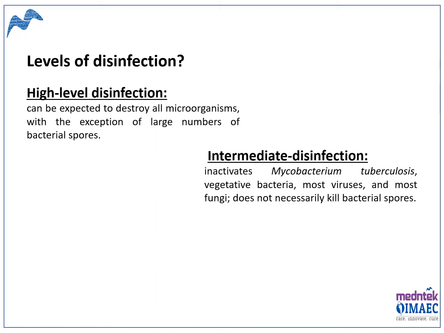If you look at the cell wall of tuberculosis, with mycolic acid and the secretion of some other molecules, it is very difficult to kill Mycobacterium tuberculosis because of its resistance. So if your disinfectant or chemical has the penetration power to kill Mycobacterium tuberculosis, that will be intermediate disinfection.